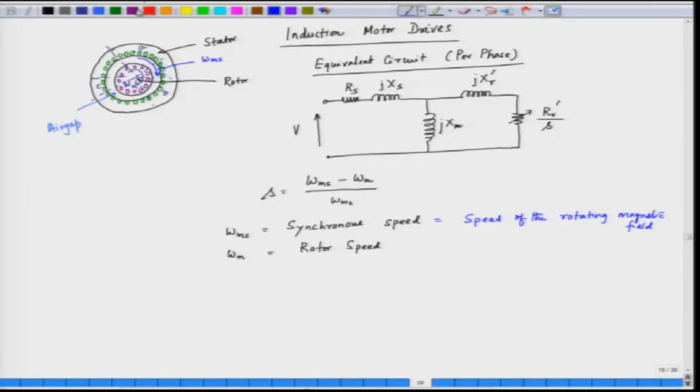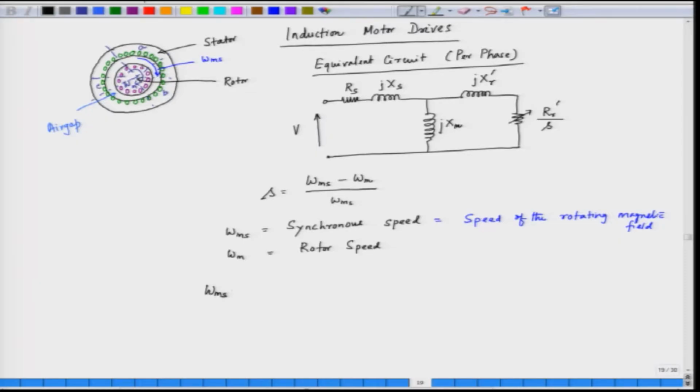In the last lecture, we just started the discussion on induction motor drive, and we saw that there is a slip which is present when the induction motor rotates. Now, the slip is defined as the ratio of omega ms minus omega m and omega ms. Omega ms is the synchronous speed, and how do we define this omega ms?